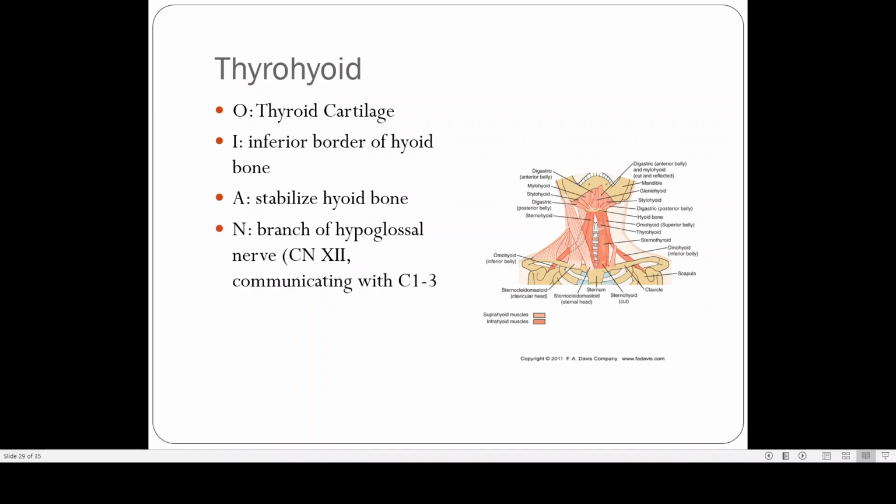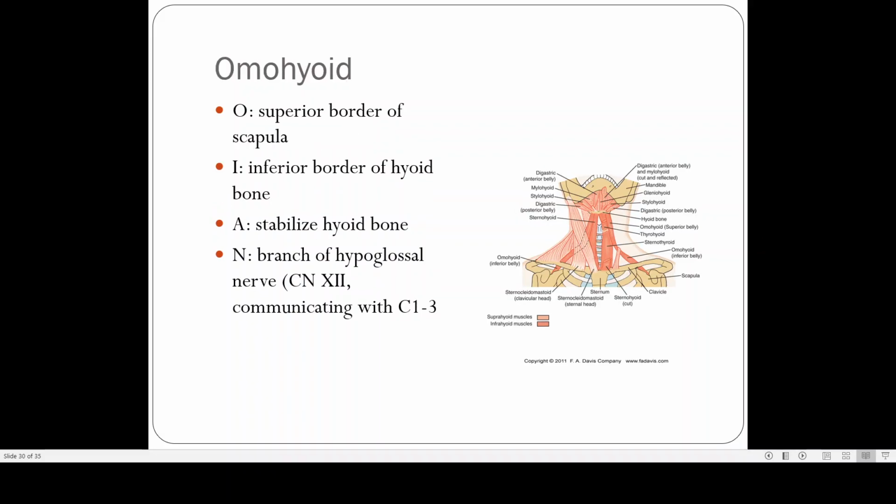Thyrohyoid coming off the thyroid cartilage up to the inferior hyoid bone. The thyrohyoid and the sternohyoid that we just talked about, or sternothyroid, sorry. Thyrohyoid and sternothyroid work together. And again, same nerves. Omohyoid comes off the scapula and it goes to the inferior border of the hyoid bone to stabilize it. Same nerves.